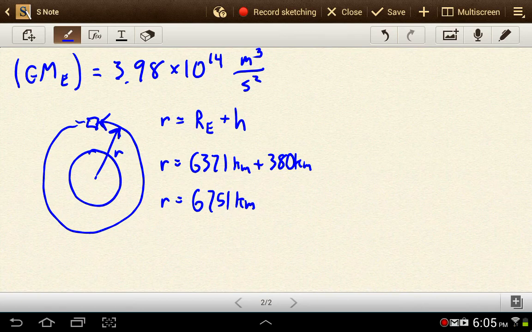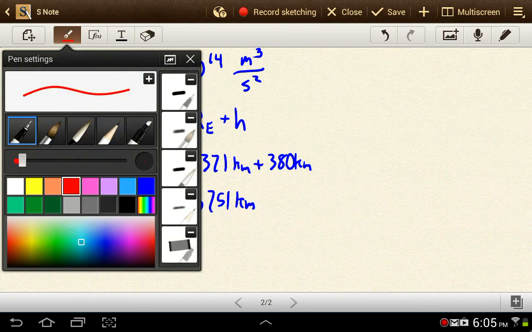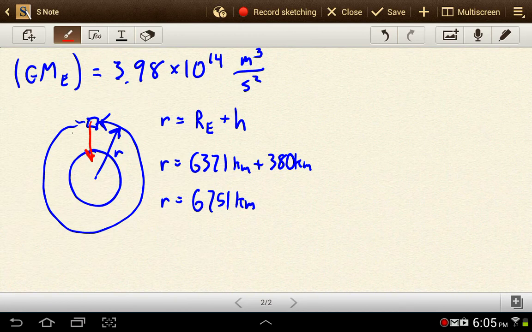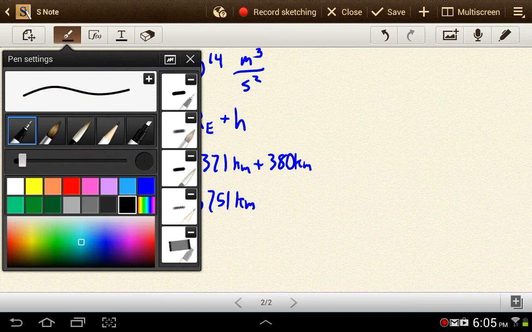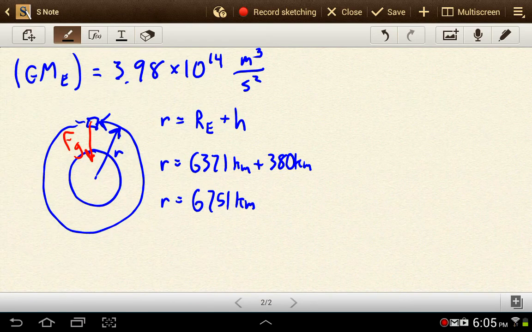Okay, great. Now we want to know if the space station is going around a circle like this, and it's pulled into the circle by gravity, of course. There's the force of gravity. So we want to find out what its speed is. We have an object here moving in a circle, which means it's moving at a uniform speed. Circular orbits always move at uniform speeds.